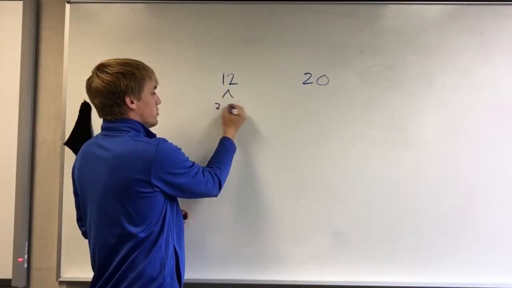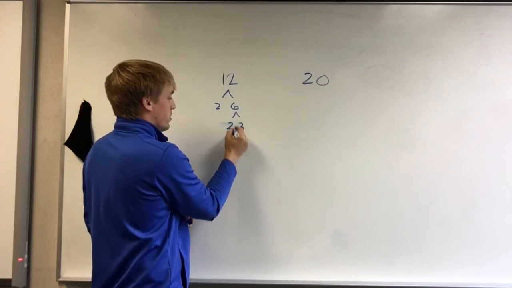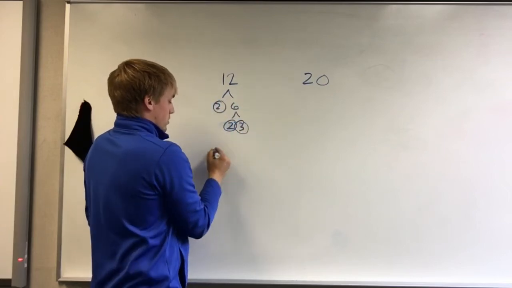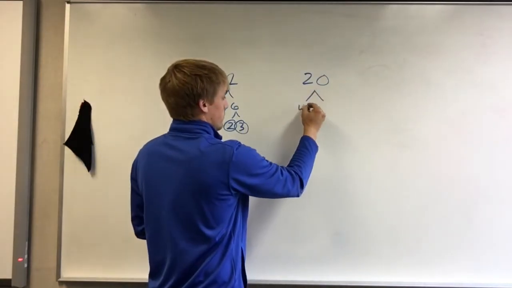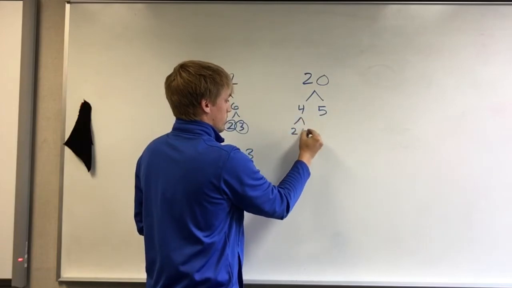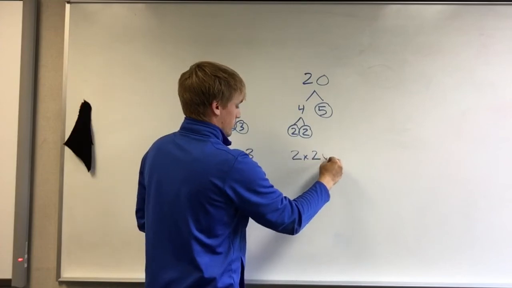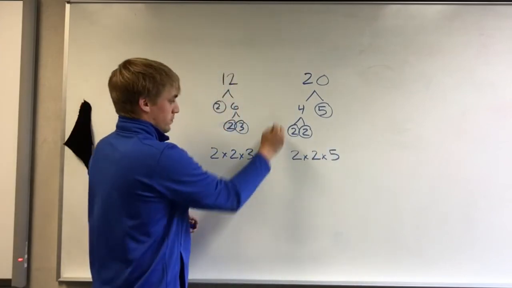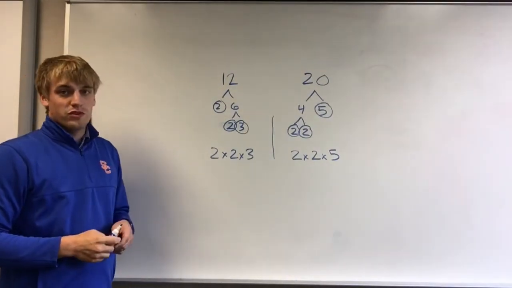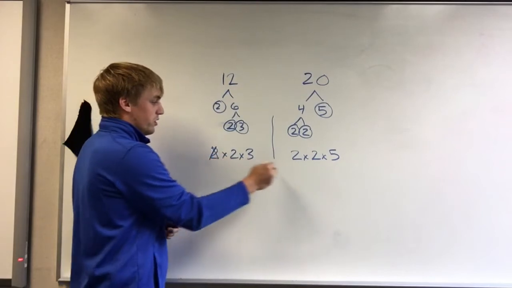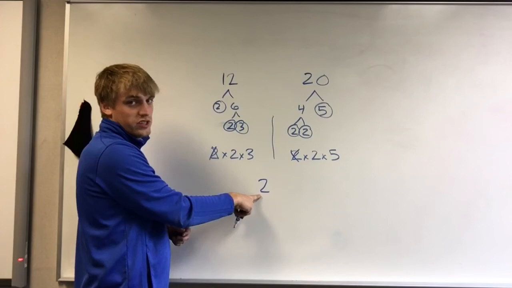So the first thing we're going to do is use prime factorization to find the prime factors of each number. So now that we have the prime factors of each number, we're going to compare them. So what do they have in common? Well, I see that they have a 2 on each side that are common, so we're going to cross it off on both sides and write it one time.